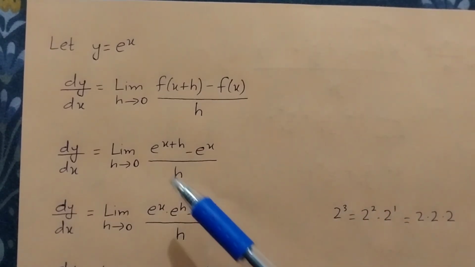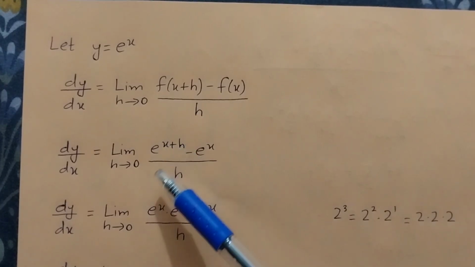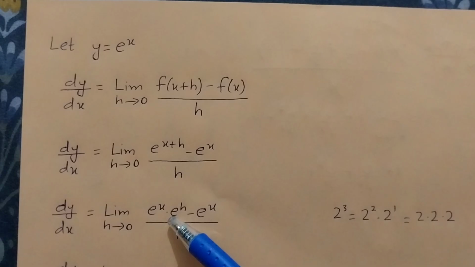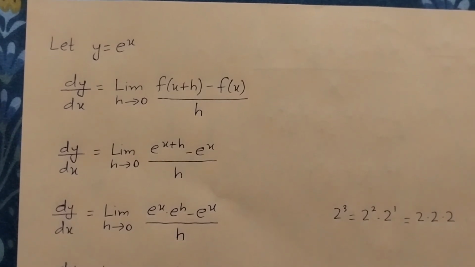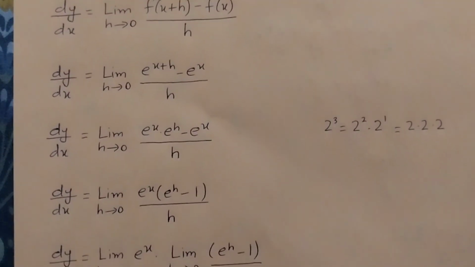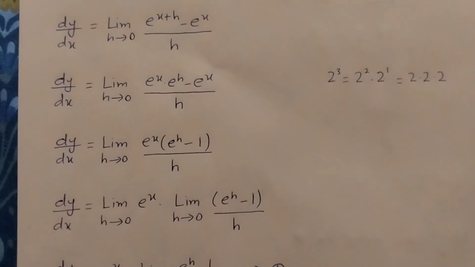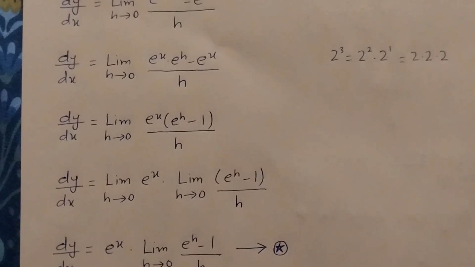So e raised to power x plus h, the power had two terms, so it can be written as the product of the same base and those two terms as powers. So e raised to power x plus h is equal to e raised to power x into e raised to power h, minus e raised to power x, over h. So if you look at the numerator, we can take e raised to power x common, and when we take e raised to power x common, we are left with e raised to power h minus 1 in the numerator.